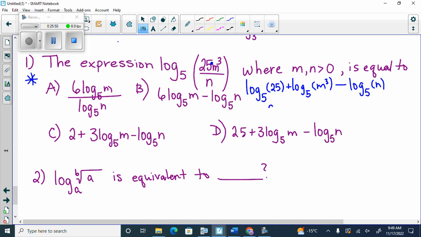What is log base 5 of 25? 2, because 5 squared is 25. And then I can drop the 3 in front. So I can get 3 log base 5 of m minus log base 5 of n, with an equal sign running down the side. What do you see?